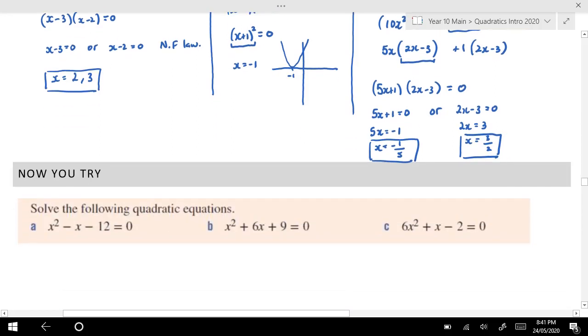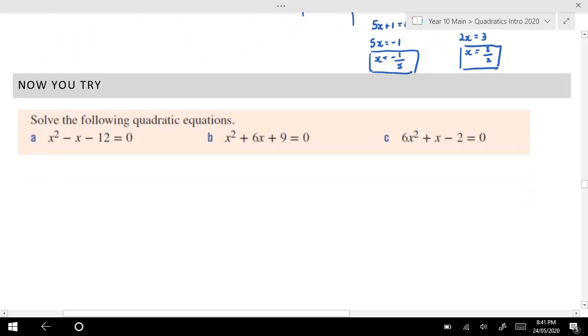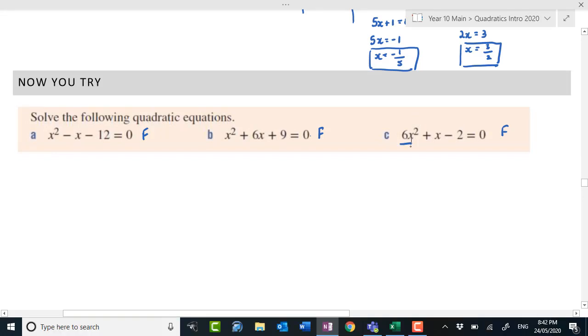All right, now what I'll get you to do is to try these ones here and see if you can do those. Just remember, we can factorize this one, okay? We'll factorize all of them. But of course, this one here is a non-monic. All right, so I'm going to give you a chance to have a go at those now, and I'll go through those shortly.